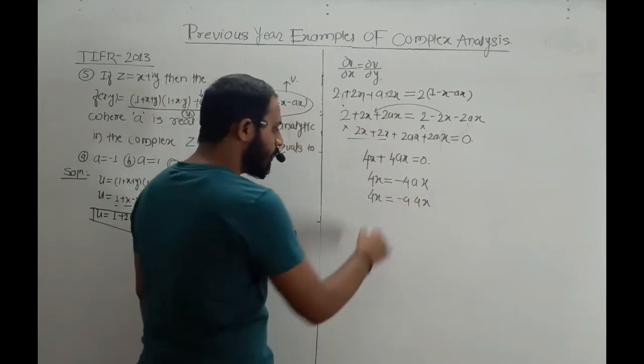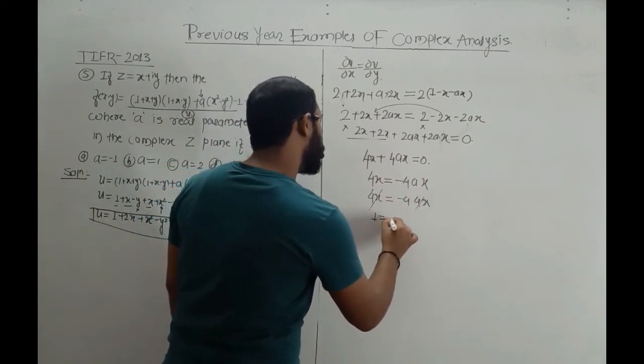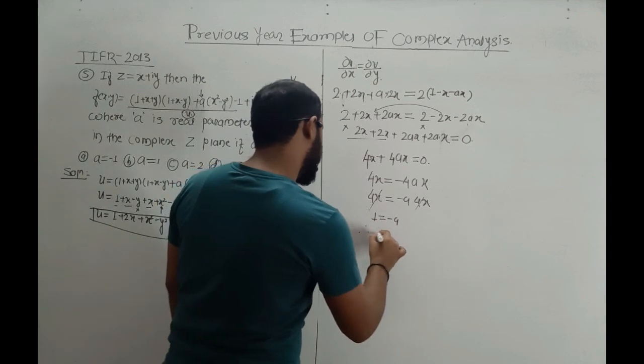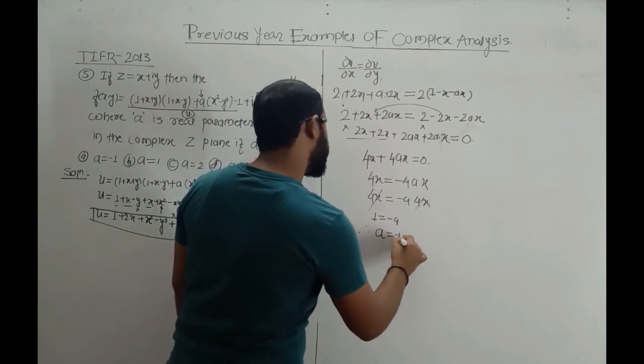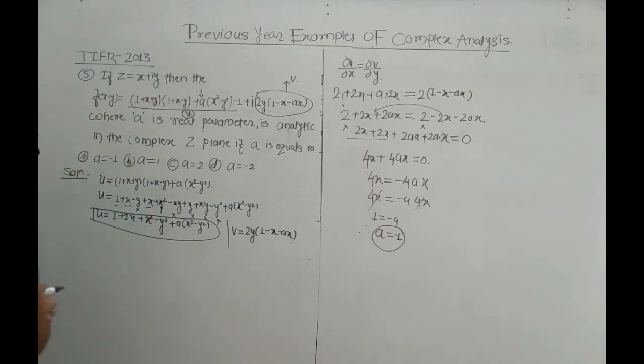Am I right? Now 4x get cancelled. Therefore 1 equals to minus a. Therefore a equals to minus 1, I can write. Now see, the option is given or not? Yes. The first option a equals to minus 1 is correct option.